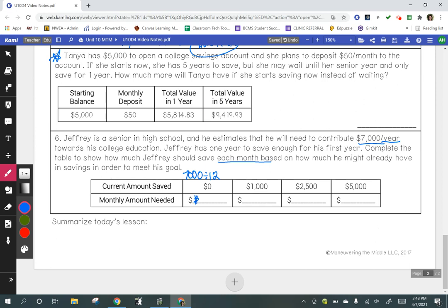When I do, I get $583.33. Now, what happens if he gets lots of Christmas gifts, money for Christmas? That's what he asked for, for college. And he has $1,000 to put in his savings account before he gets started. So now he doesn't have $7,000 to save. Now he only has $6,000 to save over the course of that year. And when I do 6,000 divided by 12, I get $500.